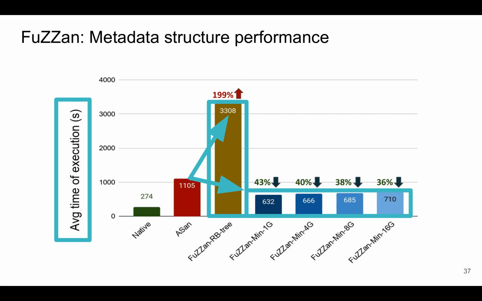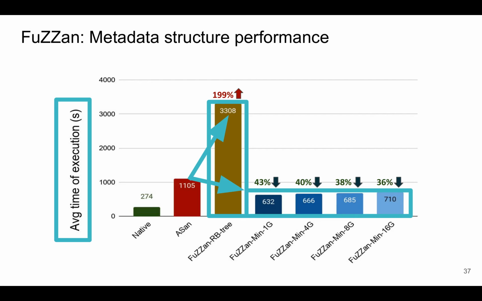So the figure here shows average time of execution, and it is a bit terrible that I don't have the animation here, right? ASAN native 274 seconds, ASAN 1100 seconds. If you do everything with the RB tree, right, you don't want to use the RB tree all the time, right? So it's quite a high overhead compared to ASAN.